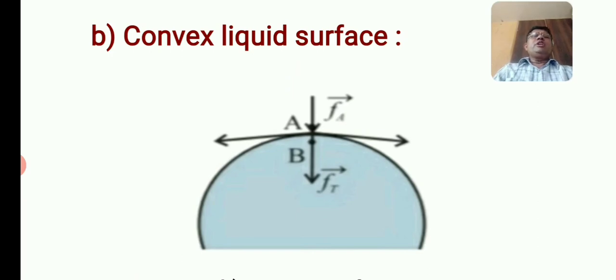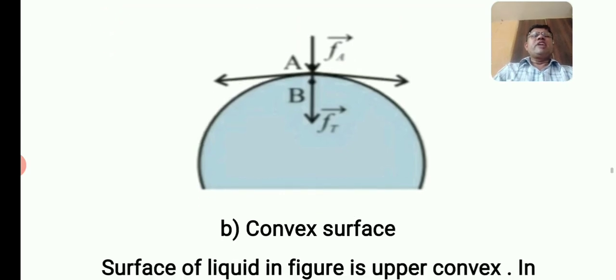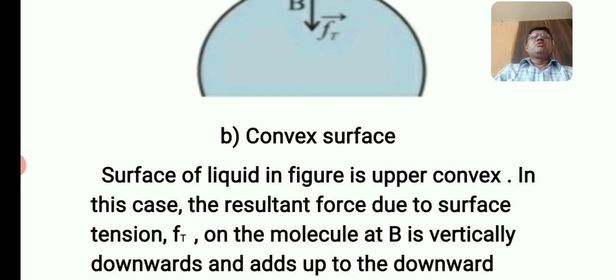A is the point on the liquid surface and B is the point just below the liquid surface. Fa is the atmospheric force, which is directed in downward direction. Ft is the tangential force. The surface of the liquid in the figure is upward convex.